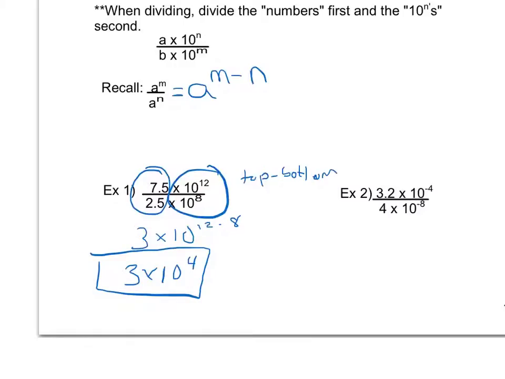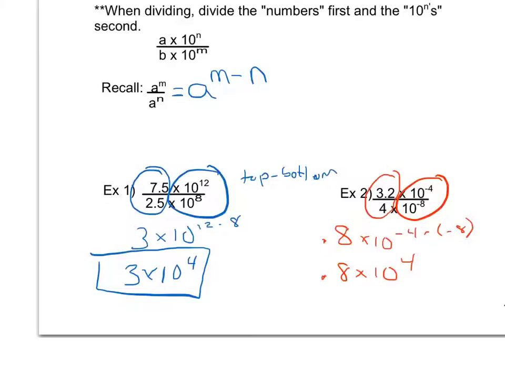Doing the same thing for example 2. First thing I'm going to do is 3.2 divided by 4. I'm going to divide my numbers. That gives me 0.8. Always do top minus bottom, so times 10 to the negative 4 minus a negative 8. Well, that gives me 0.8 times 10 to the, minus a minus becomes plus right here, so negative 4 plus 8 is positive 4.